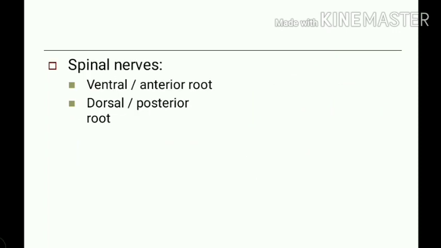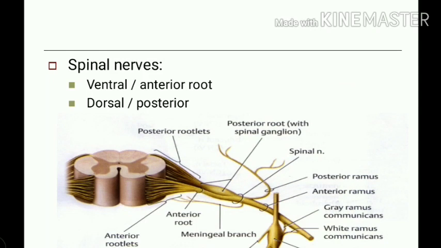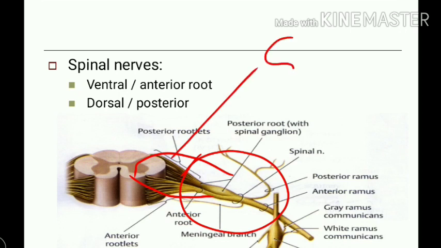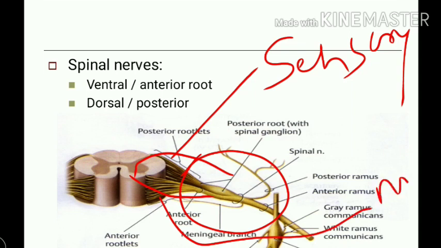Now, a spinal nerve, this is a spinal nerve, which is emerging out from the spinal cord. It has two roots. One is the ventral root or anterior root and the other is the dorsal or posterior root. As we all know, according to Bell-Magendie's law, dorsal roots are sensory, so these are sensory roots, and ventral roots are motor. So ventral as well as dorsal roots both form a spinal nerve.